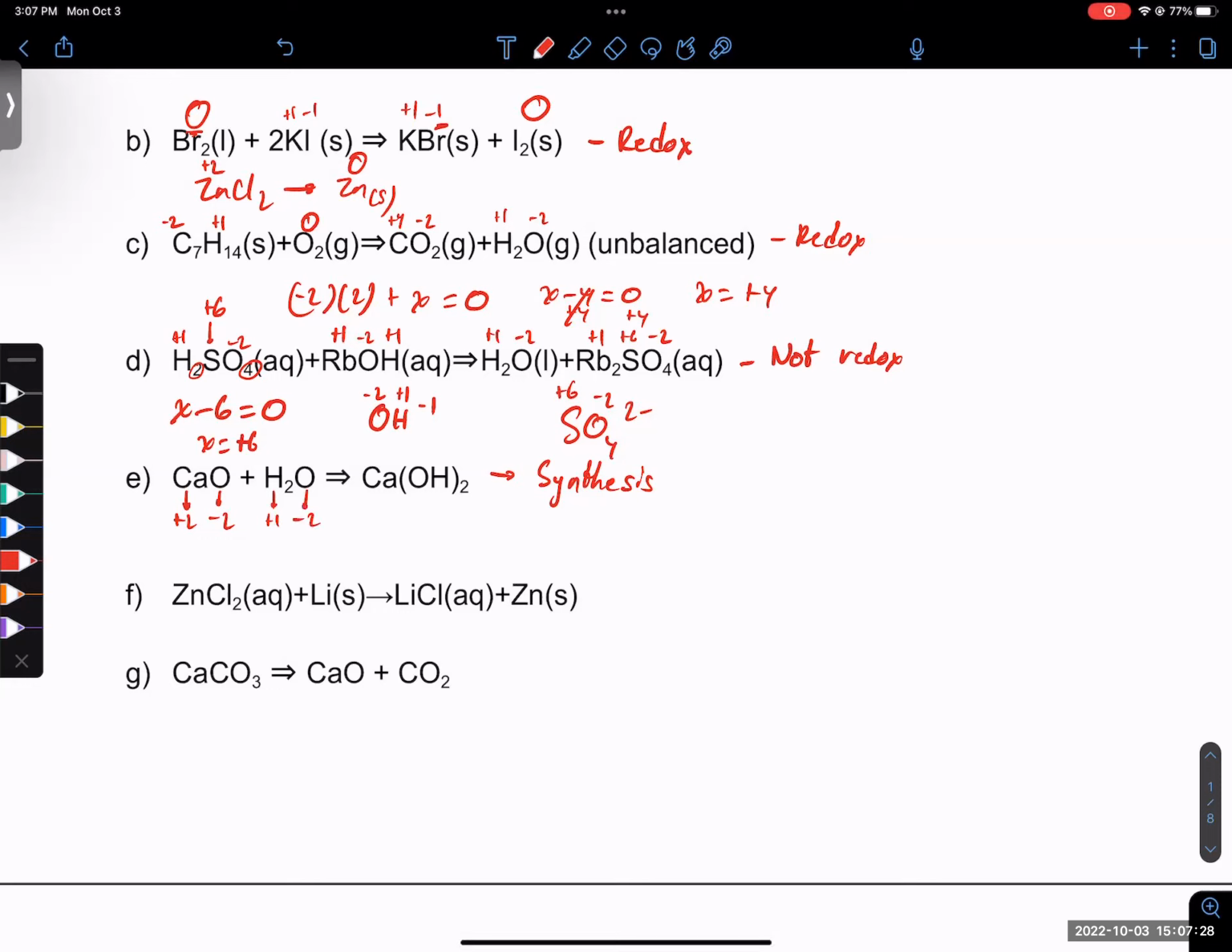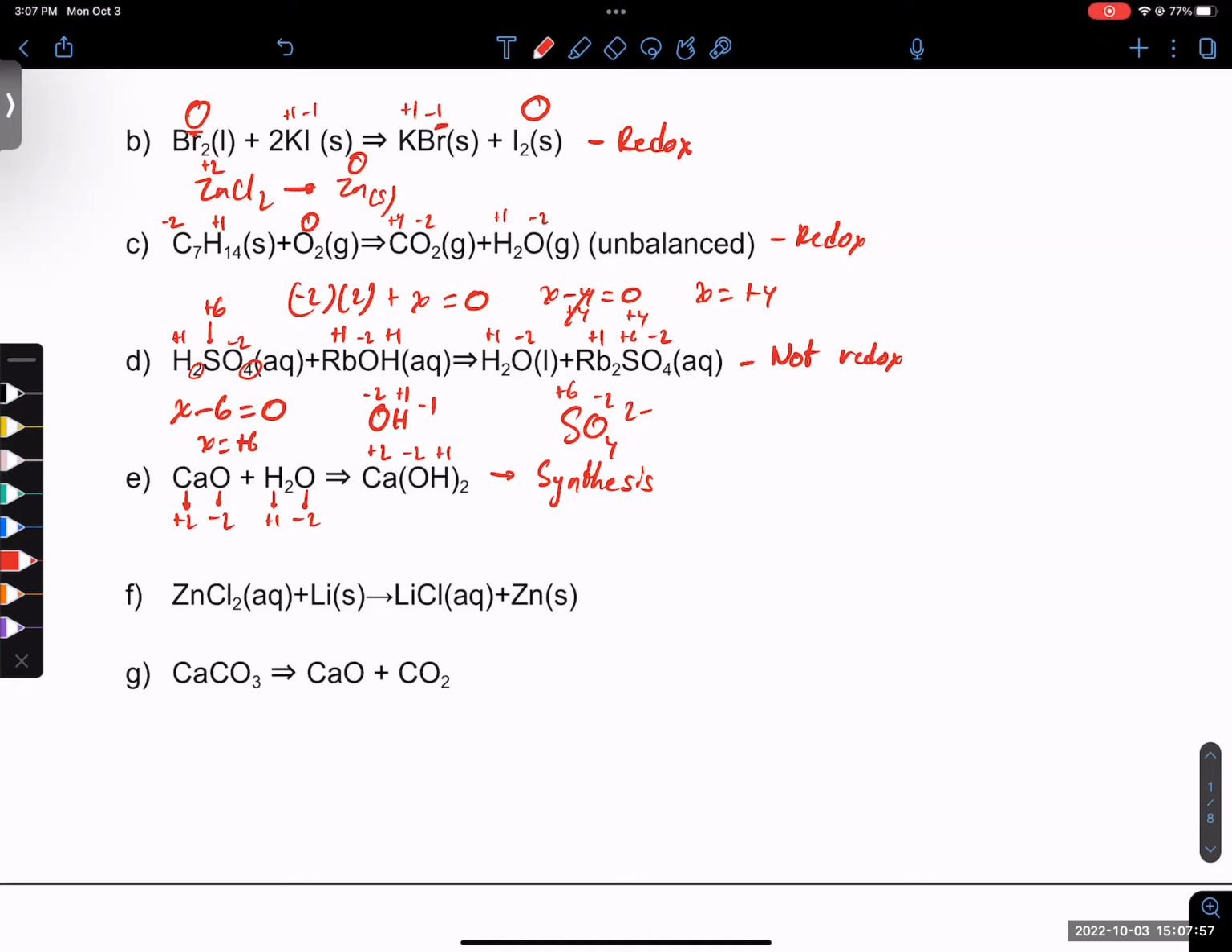All right, here's a difficult one. What about calcium hydroxide? There's +1 for hydrogen, -2 for oxygen. Calcium is, yeah, you're +2. So everything has been decided now, all your numbers are there. Is it redox or not redox?